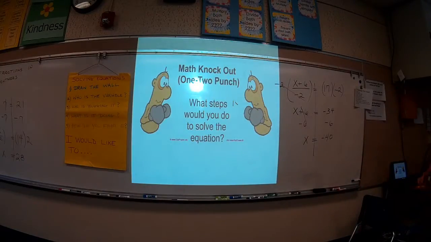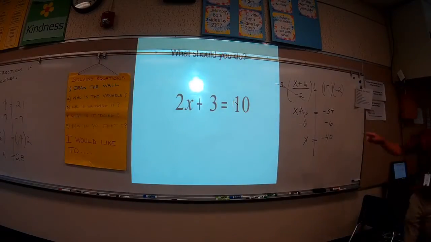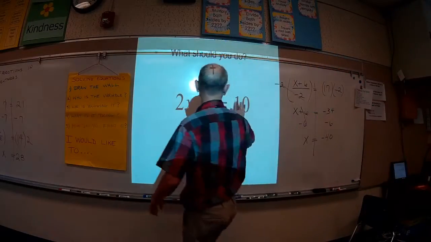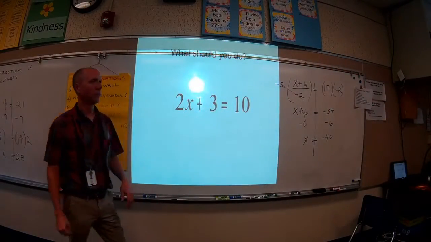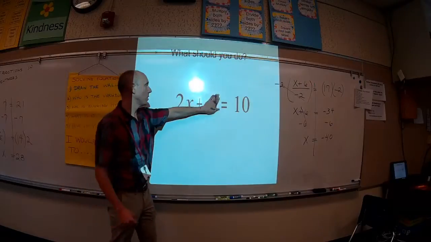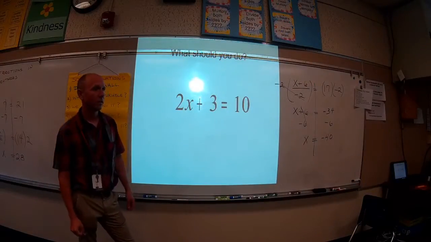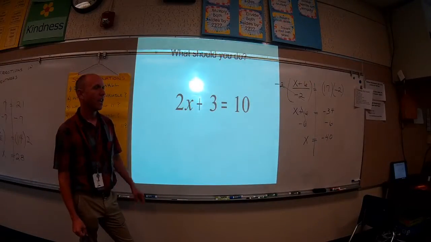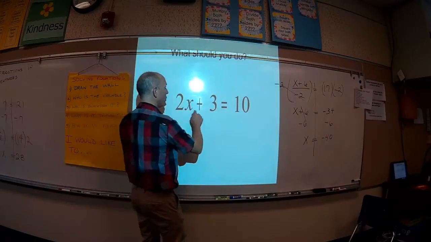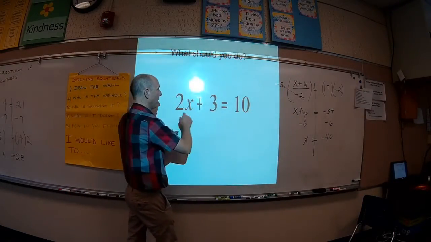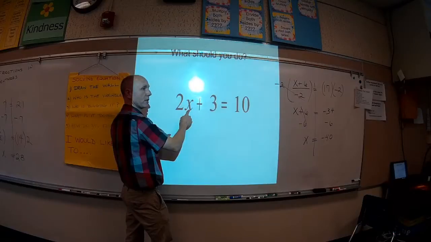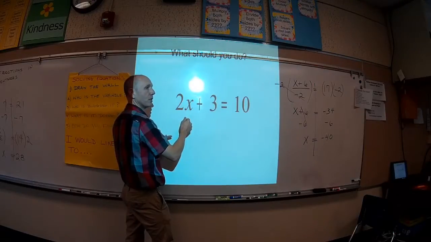I'm going to start right over here with Jackson. So, Jackson, what do you want to do first? I would like to subtract 3 from both sides. Lizeth, after that, the 3 is gone. What do you want to do now? I'd like to subtract 2. Nope. So right now, I'm looking at 2x equals 7. But what's the 2 trying to do to the x? Oh, yeah, I would like to divide both sides by 2.